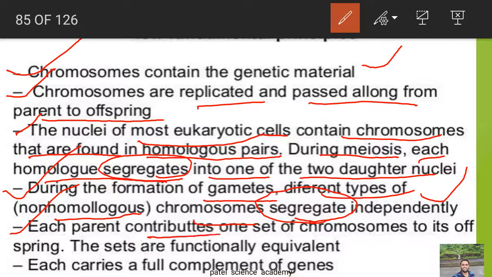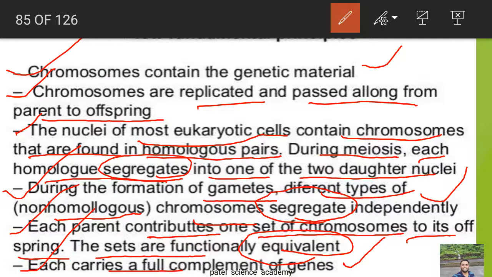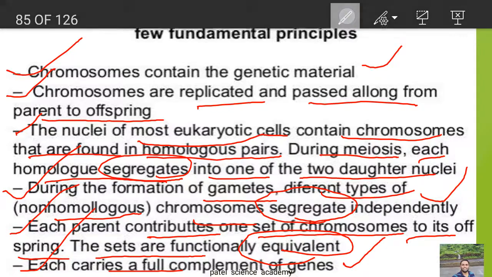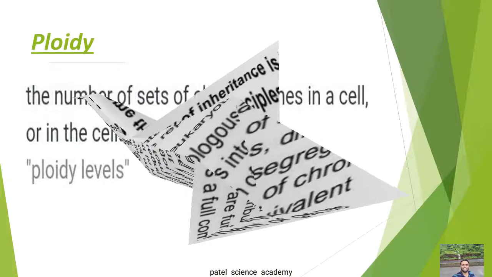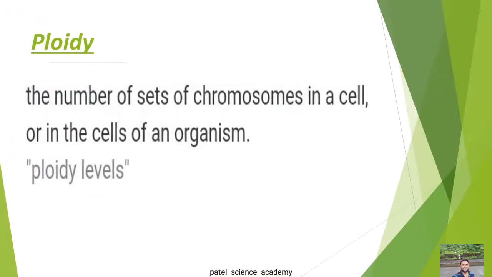Each parent contributes one of the sets, that is sperm from the male and egg from the female, to its offspring, and the sets are functionally equivalent, and each carries the full complement of genes, meaning the diploid number of chromosomes. So this is the conclusion of this chromosomal theory. Now, before we understand the chromosome, we have to learn about ploidy and its types.